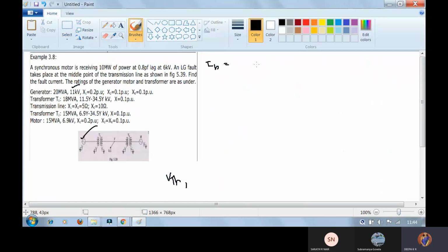So the base current is equal to what? The new MVA value. New MVA we have considered as 20 into 10 to the power of 6, 20 MVA, right? Divided by root 3 into the calculated kV value of the motor, the new base value 6.6 into 10 to the power of 3. So can you simplify this? The new base current of the motor: 20 into 10 to the power of 6 divided by root 3 into 6.6 into 10 to the power of 3.